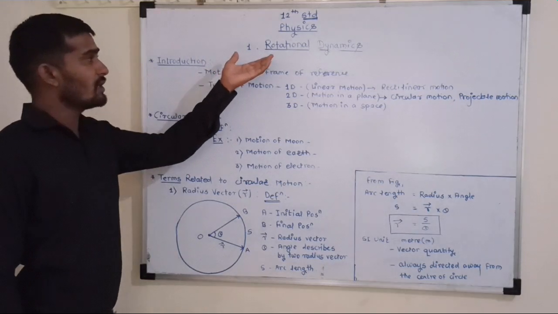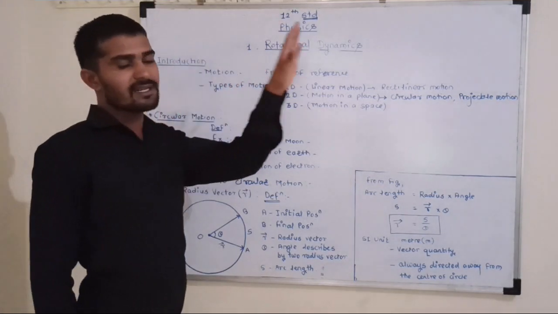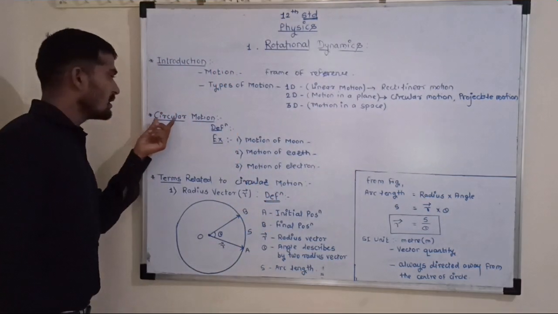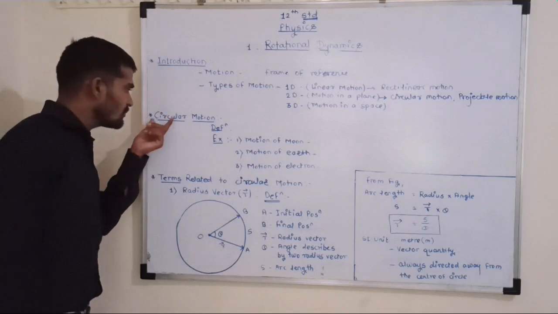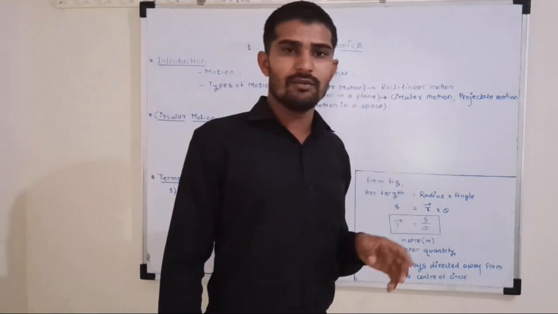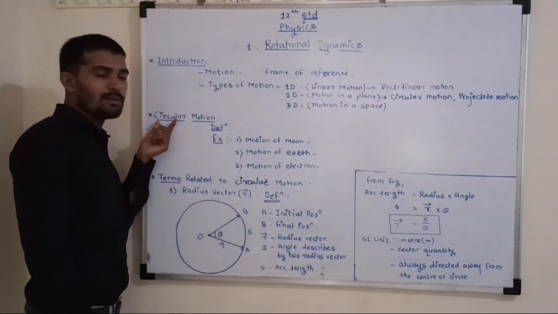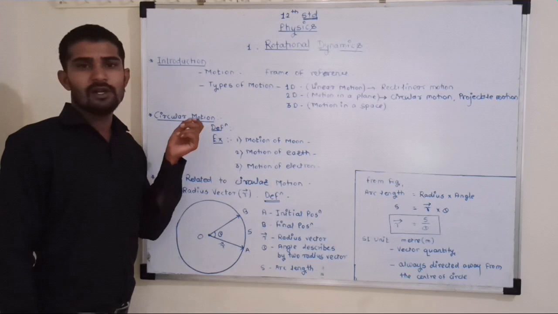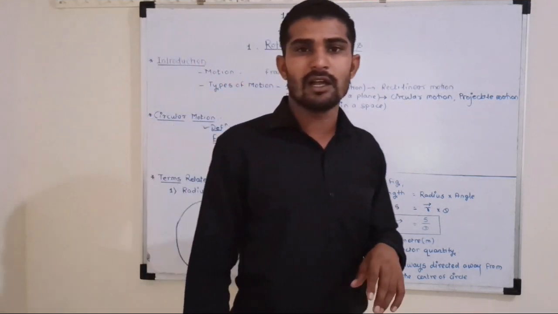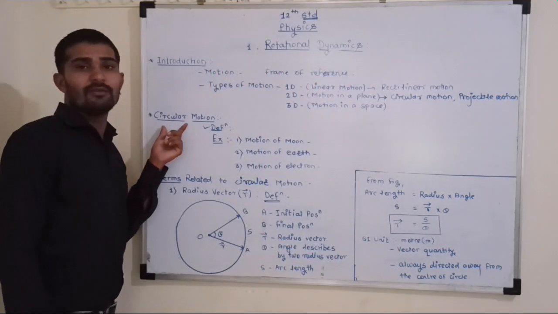Next, the first half of rotational dynamics is circular motion, and the next half is rotational motion. So first we study circular motion. What is meant by circular motion? When any object revolves or moves in a circular manner, the motion of such a particle is said to be circular motion. Definition: the motion of the particle along the circumference of a circle is called circular motion.